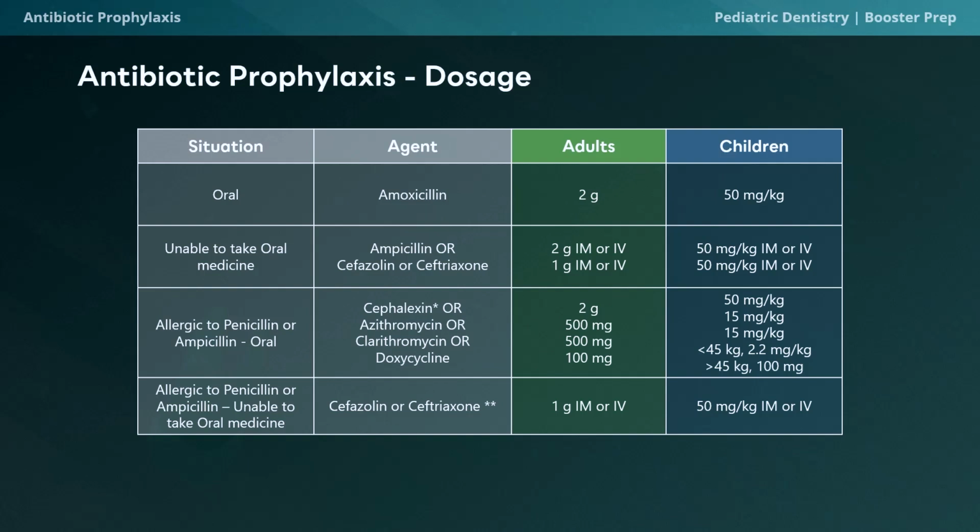And finally, according to the American Heart Association, clindamycin is no longer recommended for antibiotic prophylaxis for patients who are allergic to penicillin and ampicillin because of the risk associated with developing C. difficile. Instead, we should consider using azithromycin or one of the other drugs listed here.